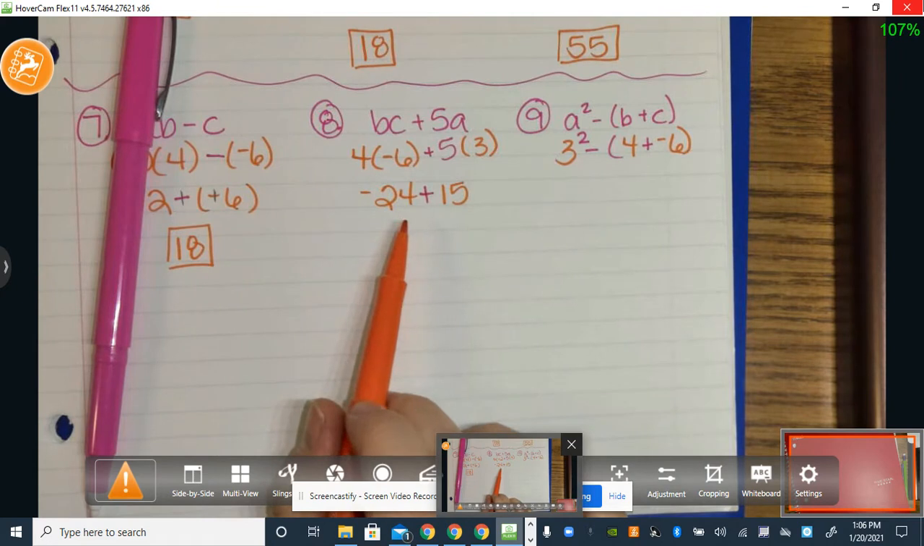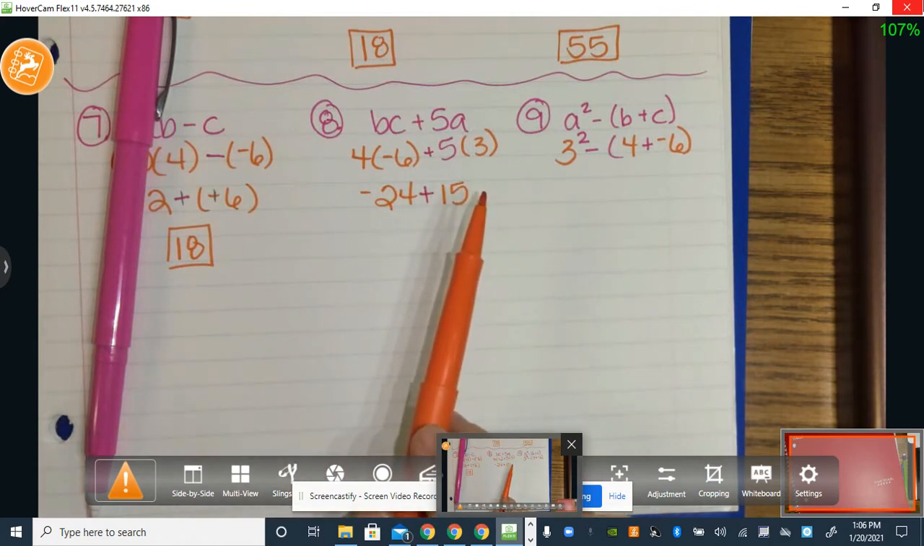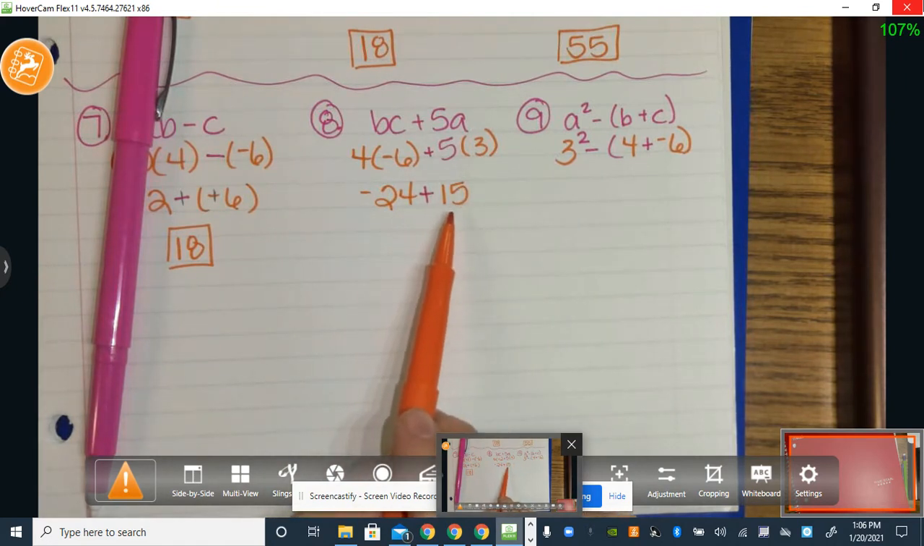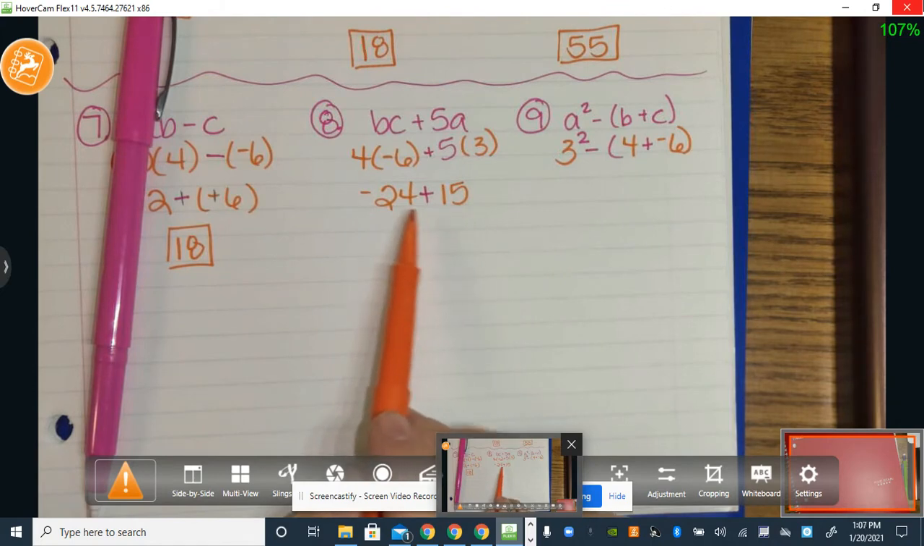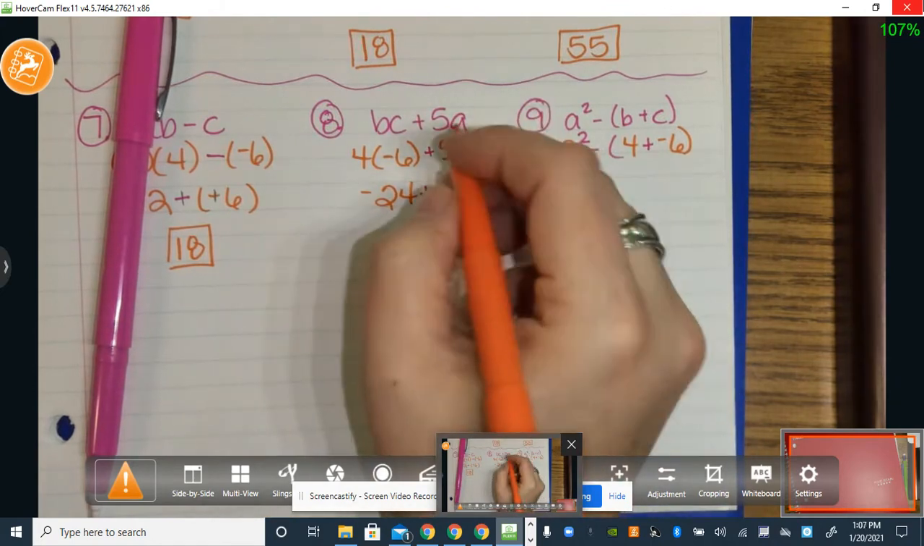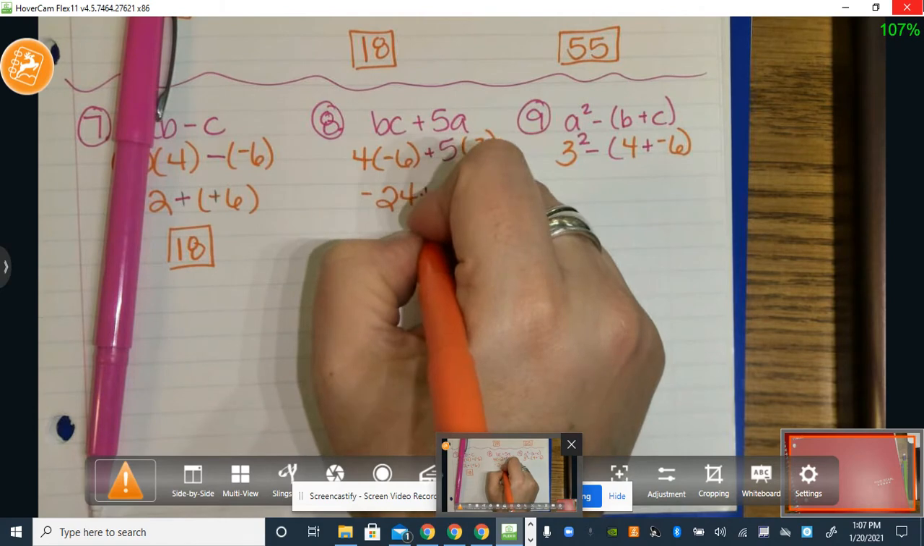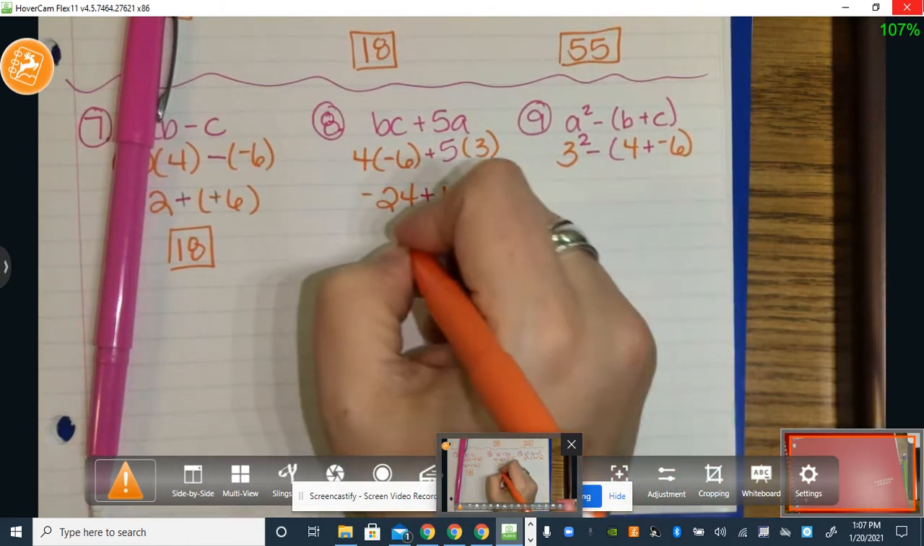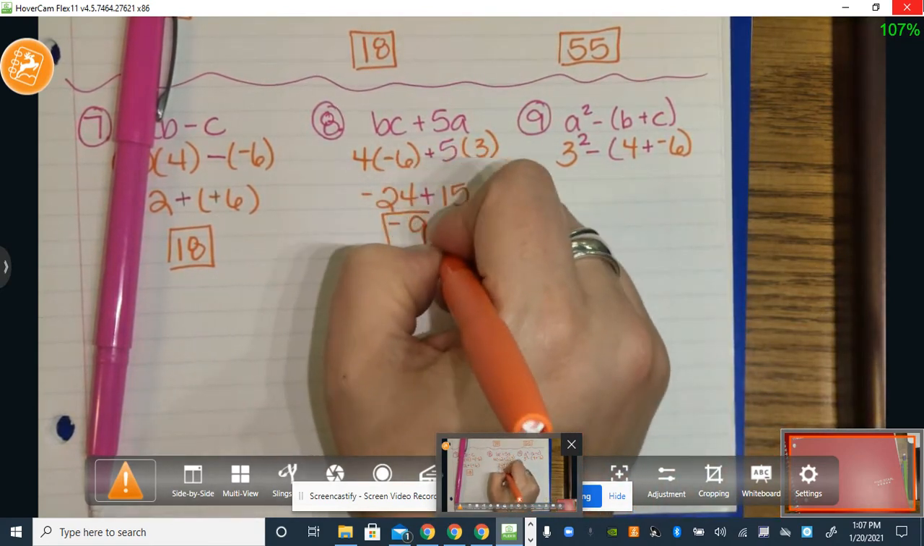Okay, now I need to think about my integer rules. When I add different signs, I subtract. So 24 minus 15 gives me 9. And I have more negative than positive, so my answer would be -9.